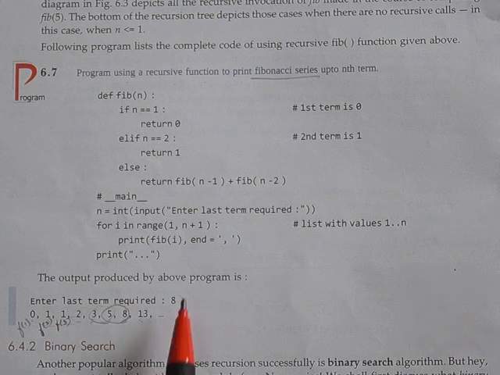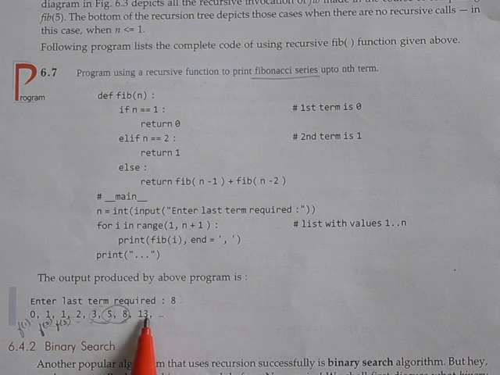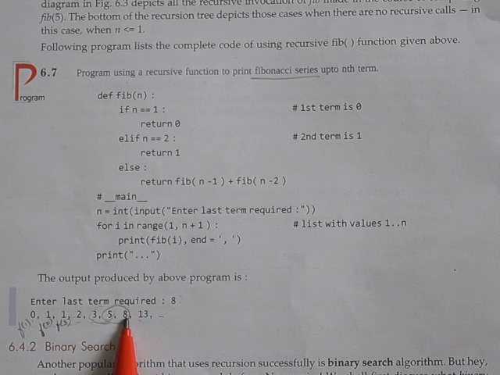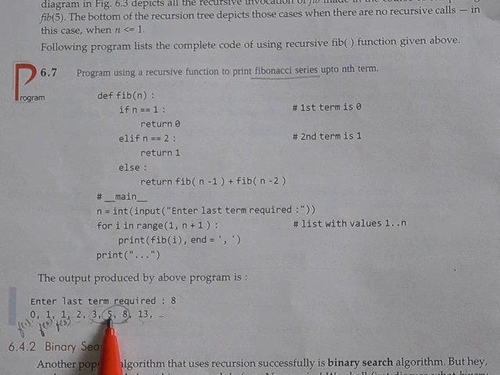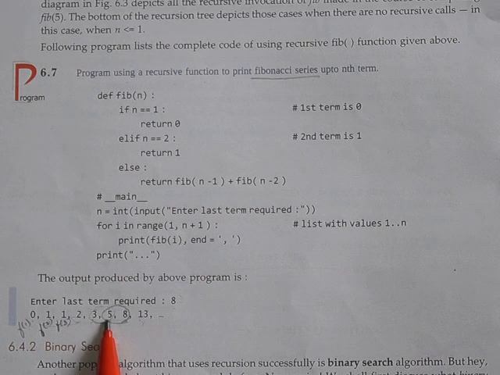Understand? So if you give 8 it will give 8 numbers as the output, but each number is got by the addition of the previous two numbers. If you get this number, it is nothing but the addition of the previous two numbers. Got it? If you want to get 5, we have to add the previous two numbers, that is 2 plus 3. So such that it will become 5.